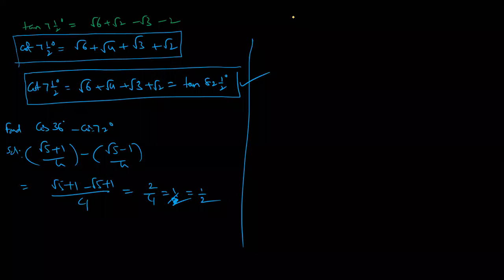So I'm giving one question. You can practice at home, dear students. Fine. You can practice at home, okay? 4 into cos 36 degrees plus cot 7.5 degrees. This is the homework question. Practice at home.